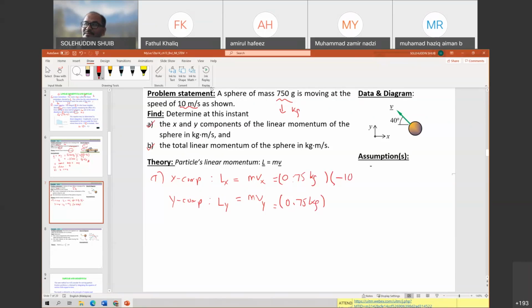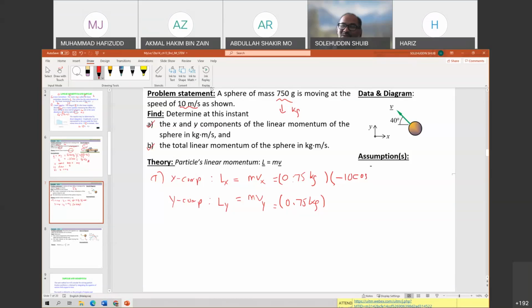Sine or cosine? Cosine. Sine really. Sine, sine. Cos, cos, cosine. Cos. This is cosine 40. And what is the unit? Meter per second.